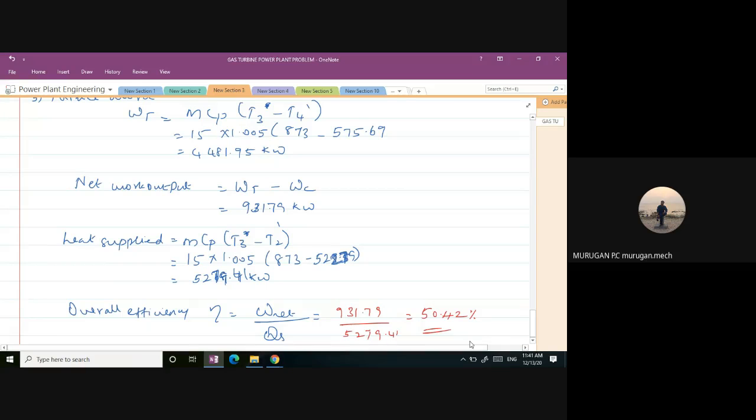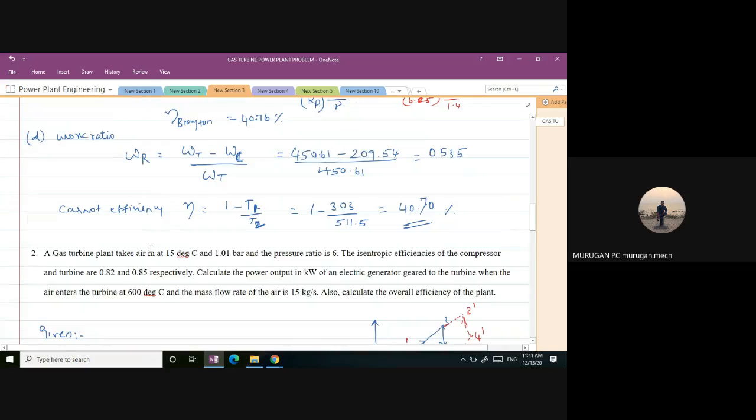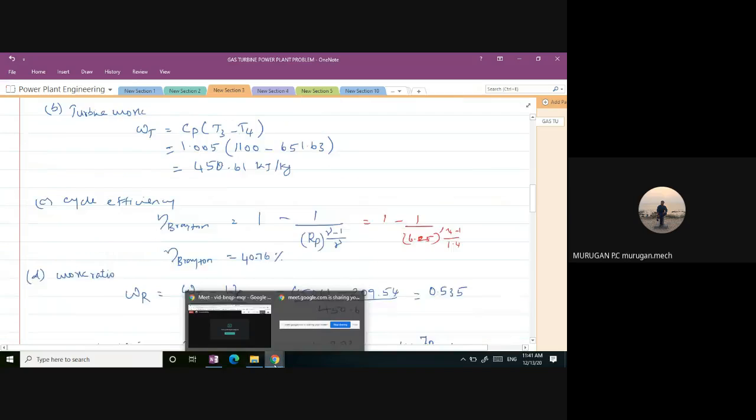50.42 percentage efficiency. Okay, so today we have seen about the problems. If you are having any doubt, discuss with me.